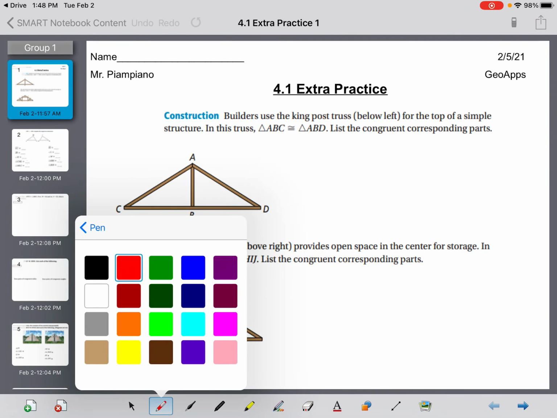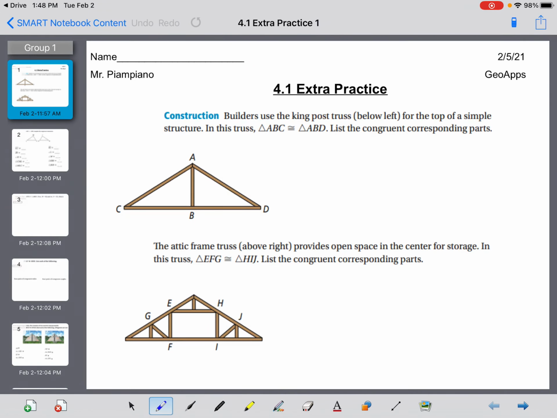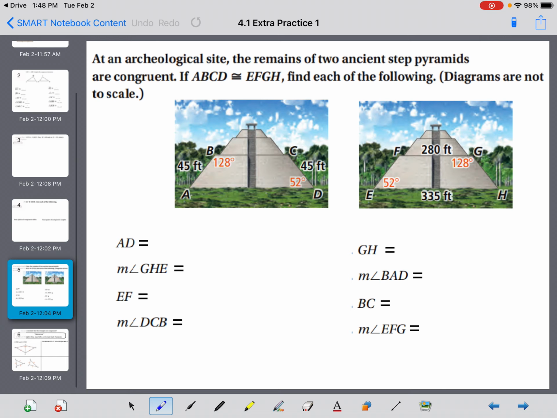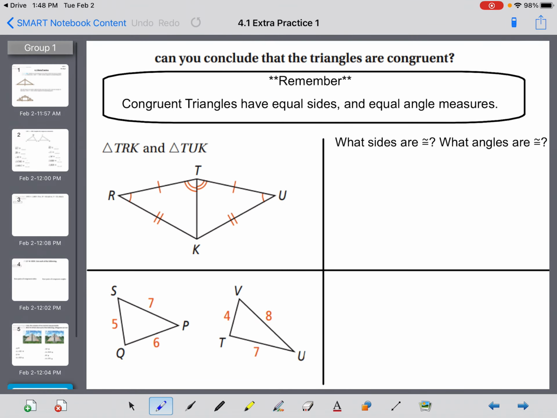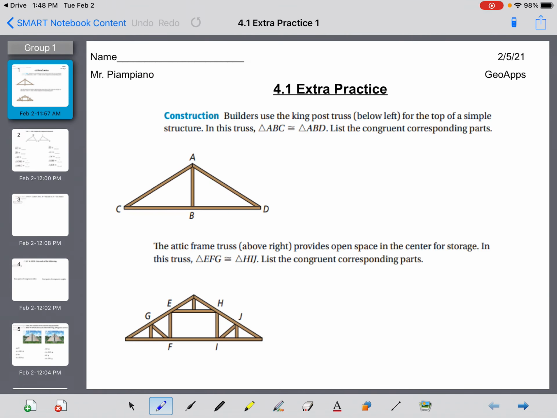All right, everyone, welcome to 4.1 Extra Practice. We're going to work through these together, okay? Slow things down a little bit from yesterday because I know I threw a lot of information at you. All right, we'll see how we can navigate through this.